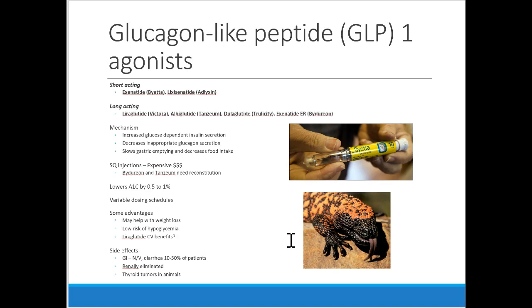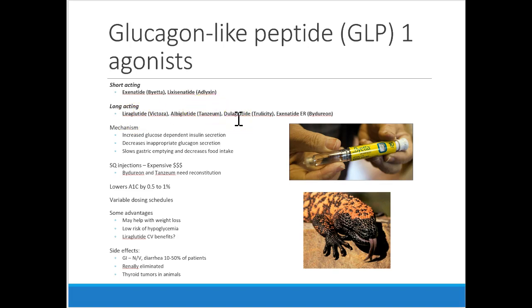GLP-1 agonists are glucagon-like peptide. What they do is increase glucose-dependent insulin secretion. They decrease inappropriate glucagon secretion and slow gastric emptying and decrease food intake. So they have a couple different mechanisms. These have become a lot more popular in recent years, and there's a lot of drugs available. The original one is exenatide or Byetta. And the short-acting ones have really fallen out of favor. So really, if you're going to prescribe these, you're going to be looking at the long-acting medications.